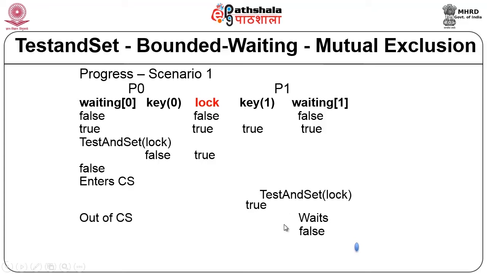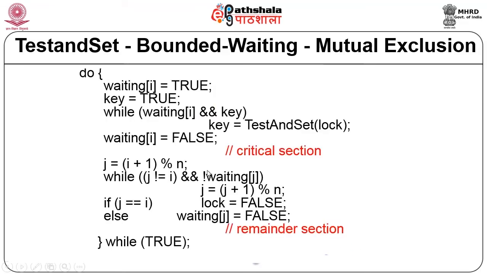So, what it does, this "not of true" will become false. So, it will try to come out of this loop because the condition becomes false, and it will check this condition: if j is equal to i. j is not equal to i, so it makes waiting of j equal to false.